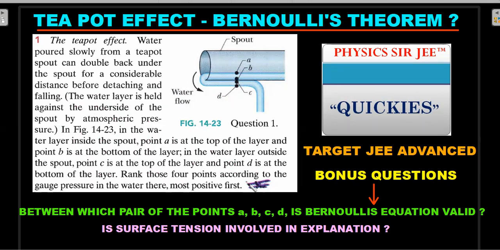Rank these 4 points according to the gauge pressure in the water there, taking the most positive one first. That's the question from Resnick. The 2 more questions we are going to answer as part of this video are: between which pair of these points, A, B, C, pick any pair, is Bernoulli's equation valid, or for which pair is it not valid, and why not?